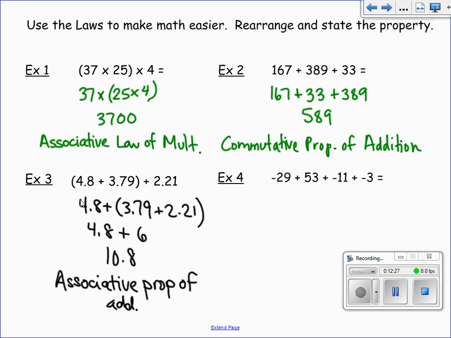All right. In this example, some of you just automatically put all the negative numbers together. Sometimes that's a good strategy, sometimes it's not. How did you put the numbers together here? What did you do, Logan? I did negative 29 plus negative 11 plus 53 plus 3. Yeah. And that's exactly the move I made. What did you do in your next line? Negative 29 plus negative 11 is negative 40 plus 50.